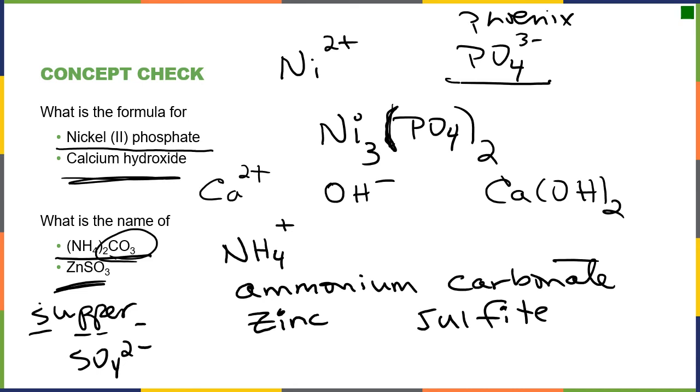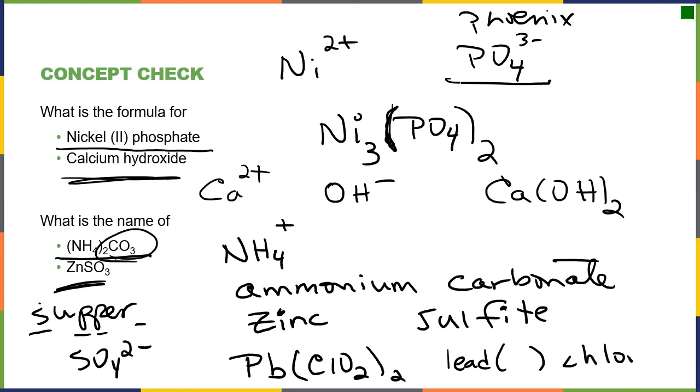So let's do one more, PbClO2. All right, so ClO2. First of all, we know this is lead. We know lead is a type 2 metal, so we need the charge in parentheses. ClO2, we're going to go to our clams, and we're going to remember that this is chlorite. When we look at our charges, remember clams has one consonant, so it's a -1, and we have two of them. Therefore, the charge on the lead has to be 2. Lead(II) chlorite.